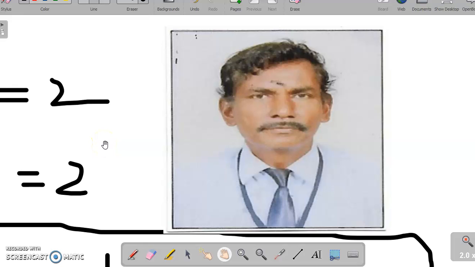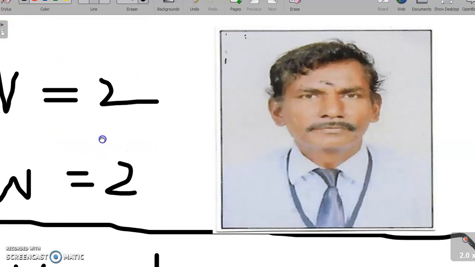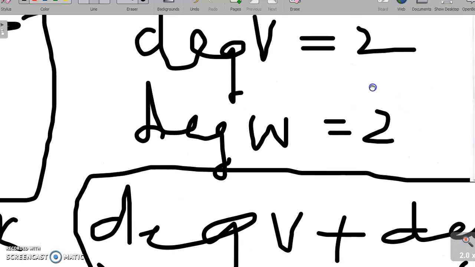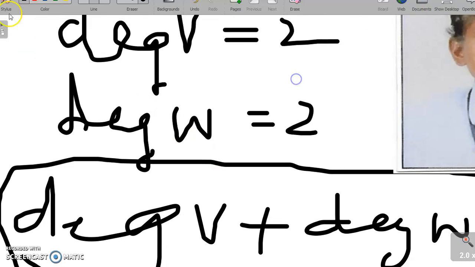In the next class we will be discussing another theorem. So till then, all the best, and you do this again and again so that you can understand this. Otherwise you will not understand this theorem very clearly. This is the fundamental idea that we have here.